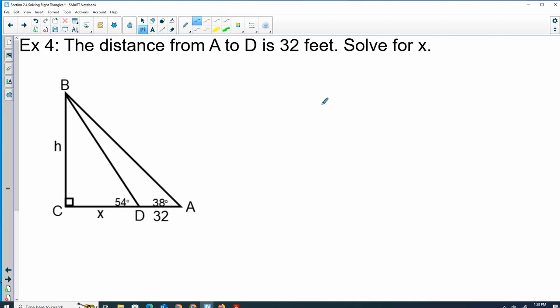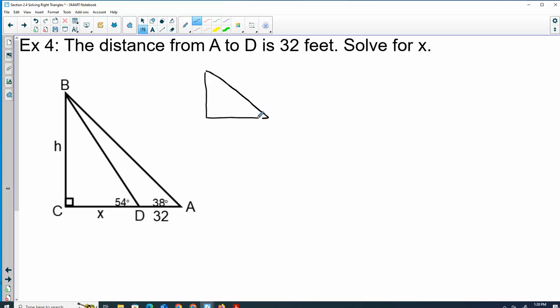Okay. So I'm trying to find x here. My trig functions require what kind of triangle? A right triangle. So if I look at this, we have two right triangles. We have this smaller one, BCD, and then we have the whole thing. X is in triangle BCD.